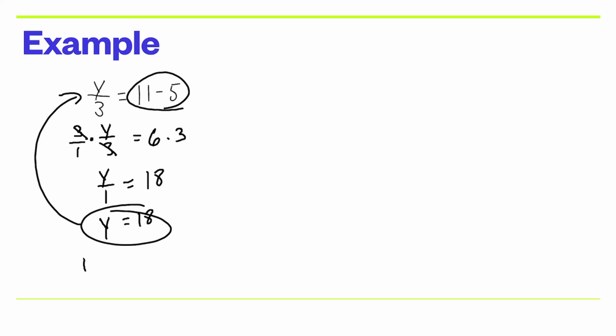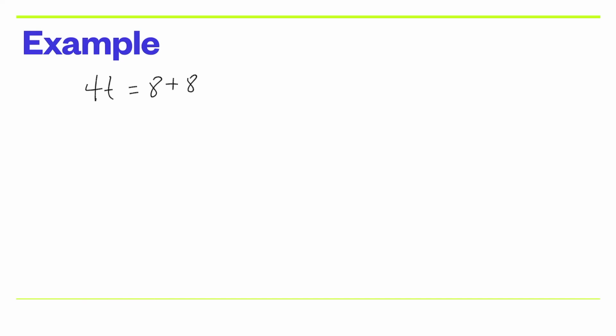I'm going to substitute. So I get 18 over 3, or divided by 3, is equal to 11 minus 5, and 18 divided by 3 is 6, and 11 minus 5 is 6, and there you go. All right, we'll do one more example, and then we'll end the lesson here.